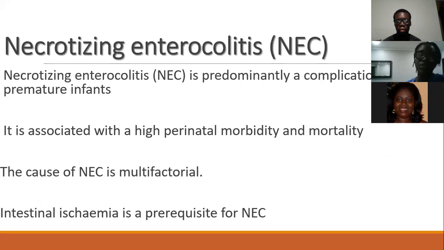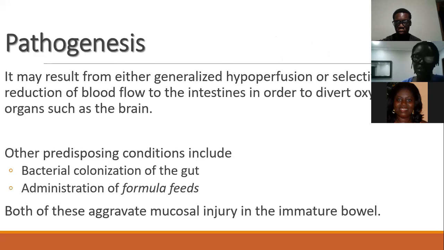Okay, so we move on to necrotizing enterocolitis. This is a complication that basically affects premature babies, and it is associated with intestinal ischemia. Now, what happens is that there's reduction of blood circulation to the intestine, and this usually occurs when there is reduction of blood flow generally. So when the blood flow generally decreases, there is shunting of blood to the vital areas, the brain and the heart. So the other parts of the body will get very little blood supply.